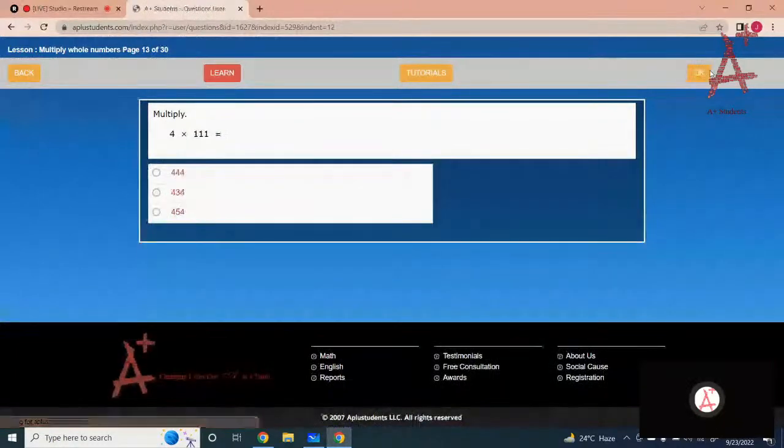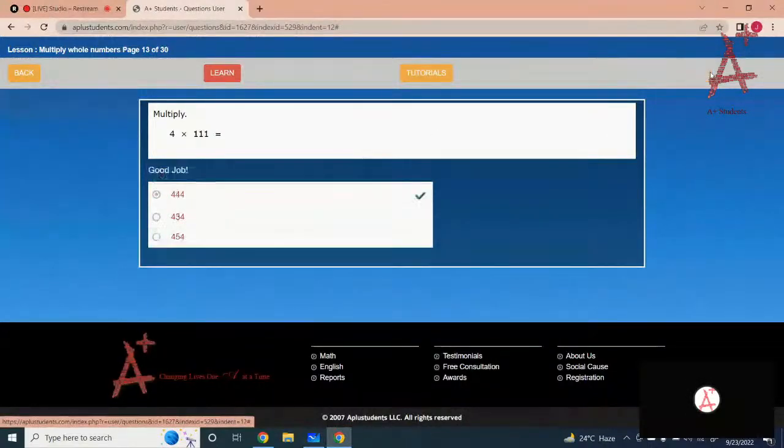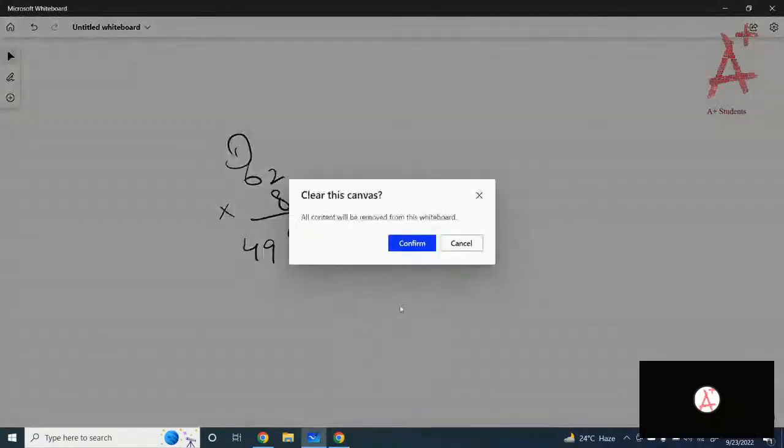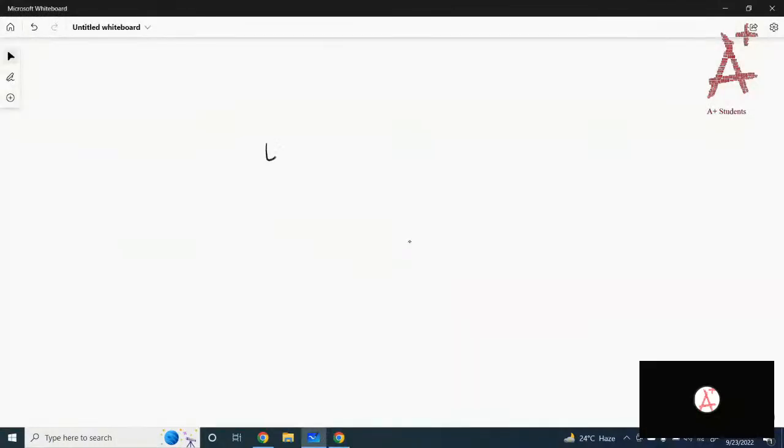Okay, the next one is 111 times 4. So the answer is the first option, 4,444. Okay, the next one is 443 times 2. 2 times 3 is 6. 2 times 4 is 8, and 2 times 4 is 8. It is 886.